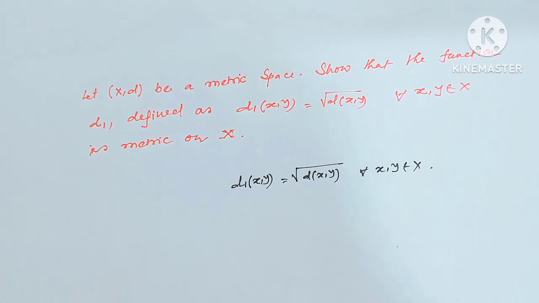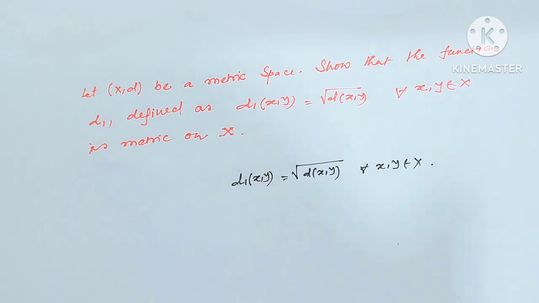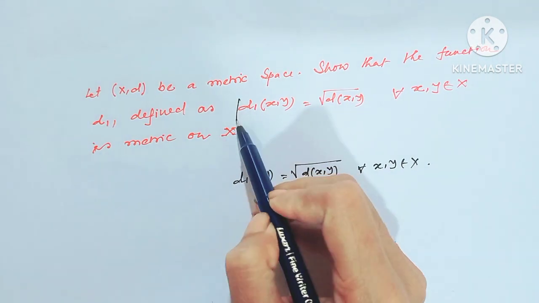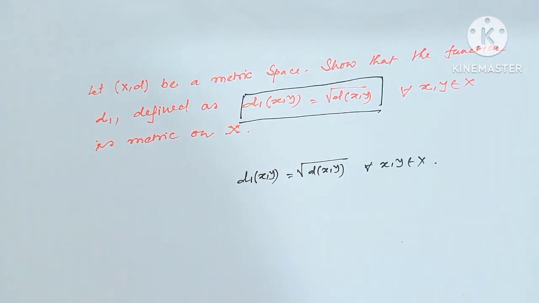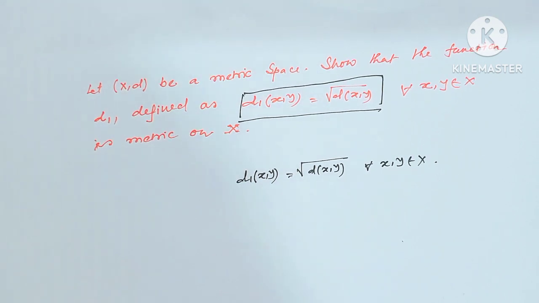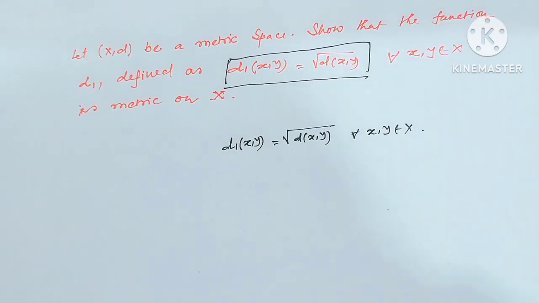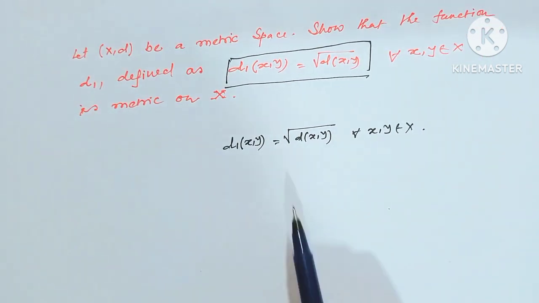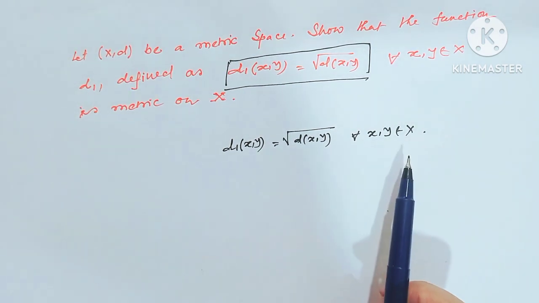First example: let (X, d) be a metric space, and define the function d1 by d1(x,y) equal to the square root of d(x,y), for all x, y in the metric space X. We have to prove that this d1 is a metric on the space X. Here d1(x,y) equals the square root of d(x,y).